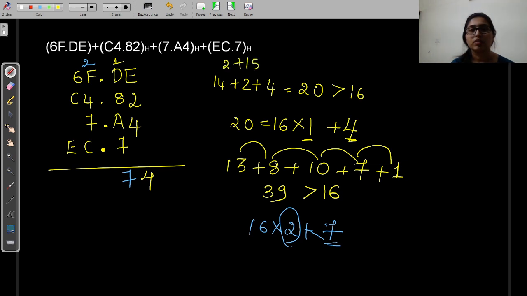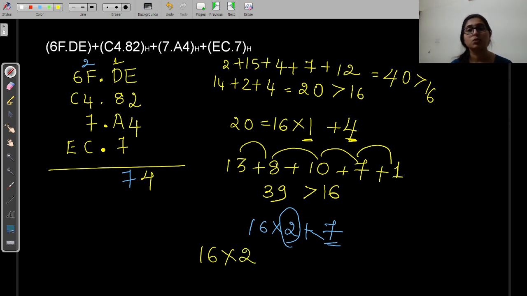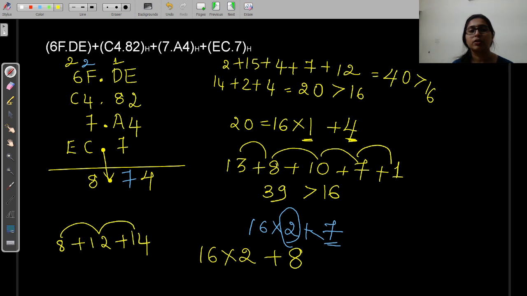F is 15 plus 4 plus 7 plus what is C? It is 12. 2 plus 15 is 17. 17 plus 4, 21. 28, you have 40. 40 is greater than 16. Once again, 16 3s are 48, cannot do. 16 2s are 32 plus 8. So 8 I will write here, 2 I will carry. So this point it will be carried here. So 2 plus 6, 8. 8 plus C is 12. What is E? 14. 20, 34.